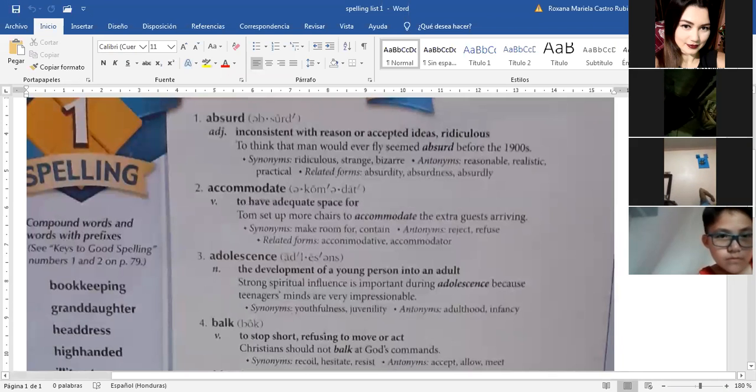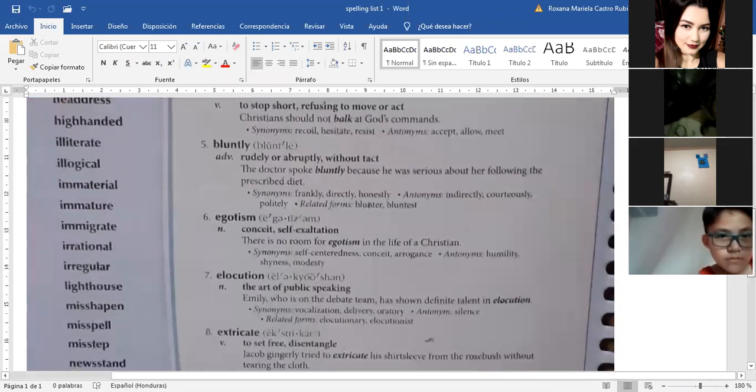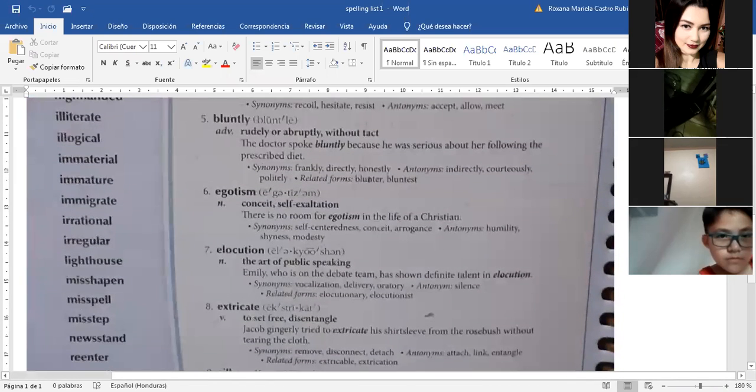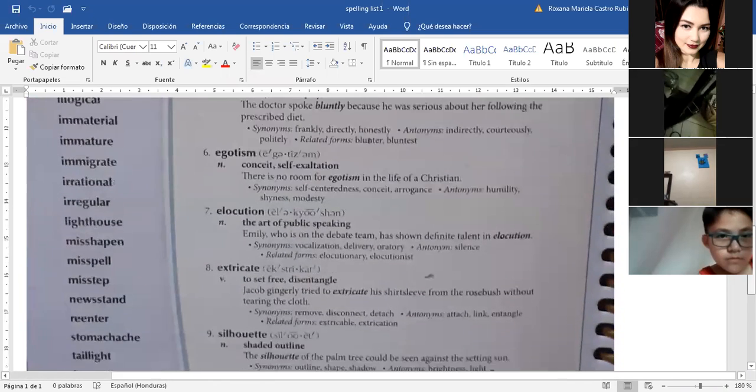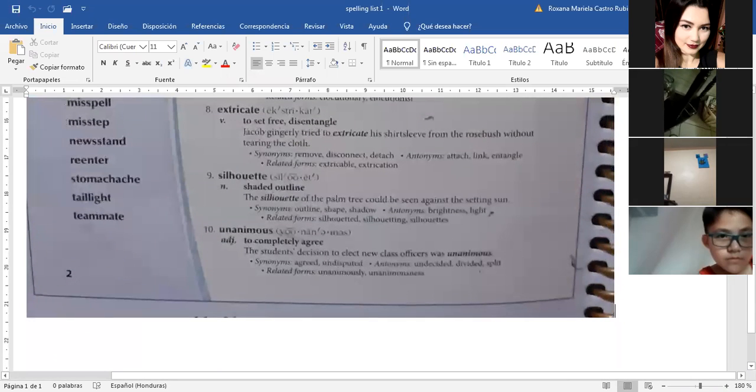Now, Camila. Absurd, accommodate, adolescence, bulk, bluntly, egotism, elocution, extricate, silhouette, unanimous. Exactly, exactly.